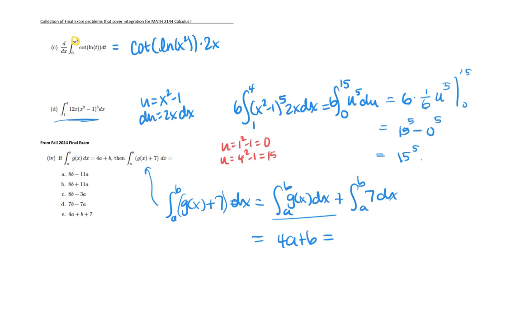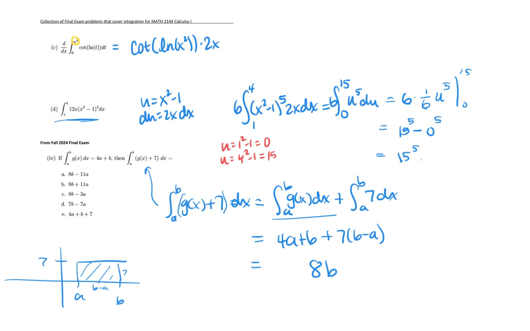And this one, I can think of as the integral from a to b of just a constant function at 7. So it's just going to be a rectangle. So the width is b minus a and the height is 7. And if I simplify that, I'll have 8b and 4a minus 7a, so negative 3a plus 8b. So the correct answer is C.